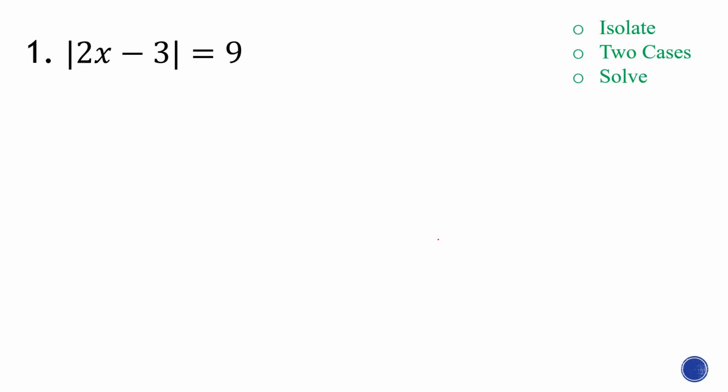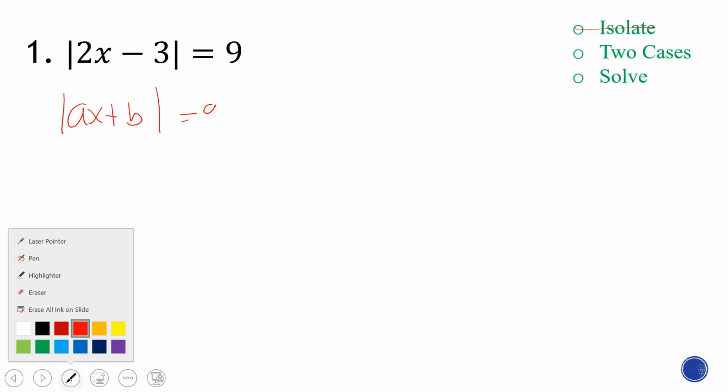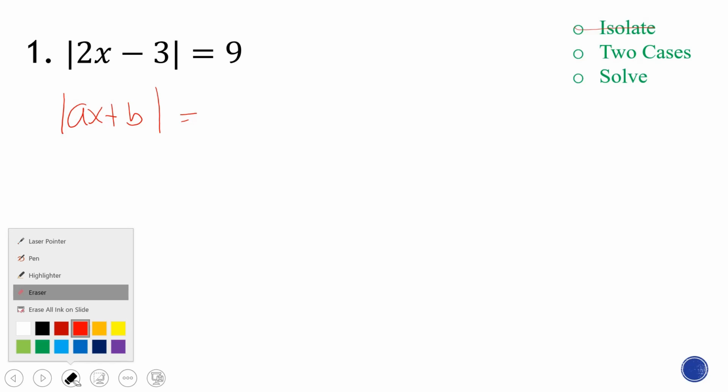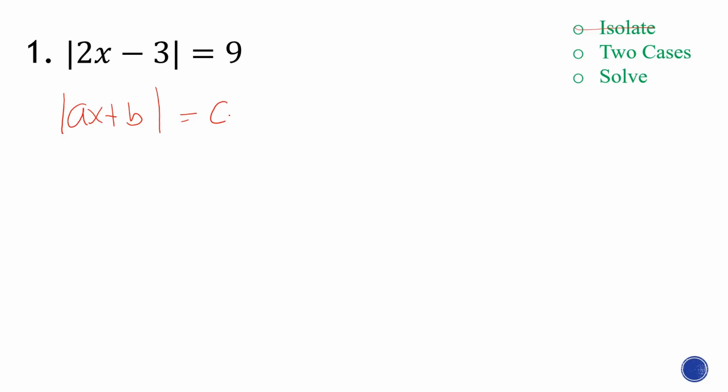Let's have these examples. Now, in this case, there's no need for us to do the first step, which is to isolate, because as we can see, this is already in the form of absolute value of ax plus b equals 9, equals c. That is the first consideration, right? So the next step would be we will just separate the equation into two cases.